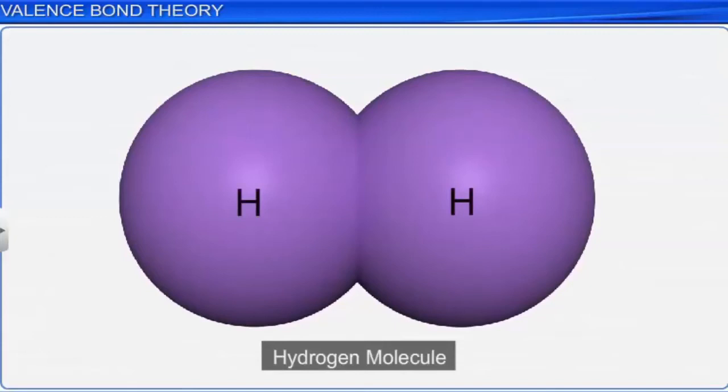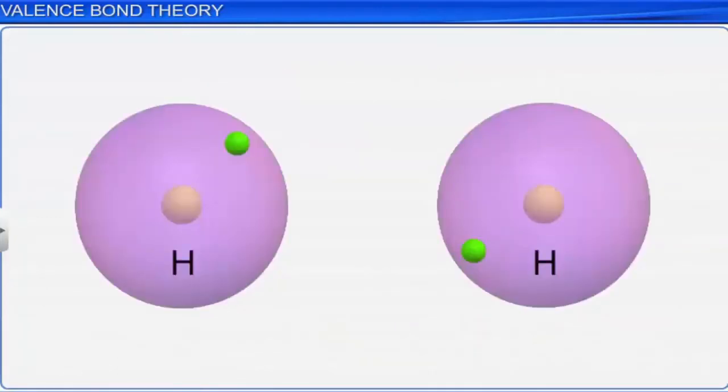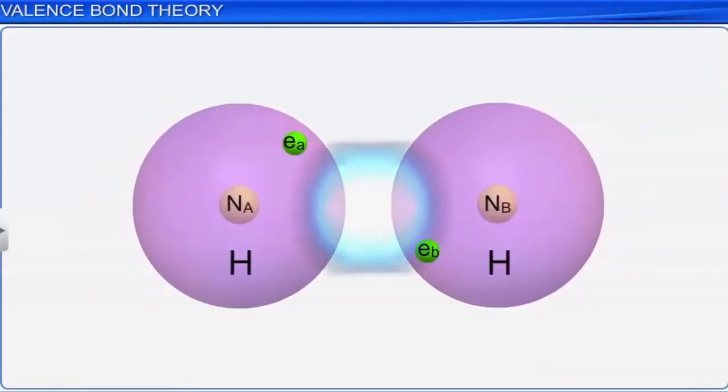Consider two hydrogen atoms, A and B, approaching each other. Let us label their nuclei as Na and Nb and the electrons present in them as Ea and Eb. Now, as these two atoms come closer, forces of attraction as well as repulsion begin to operate.